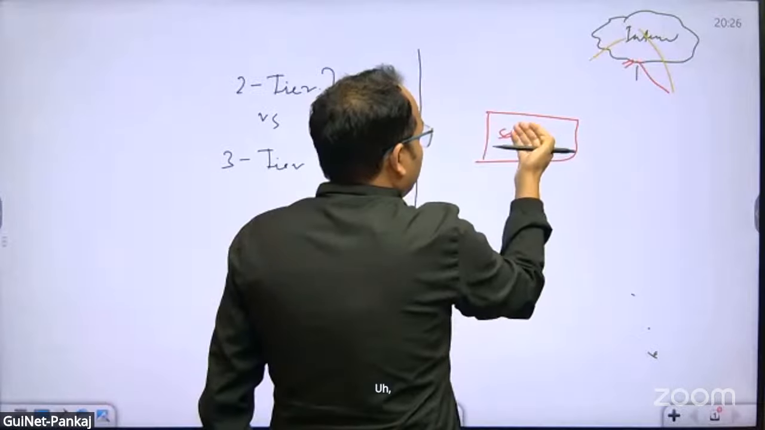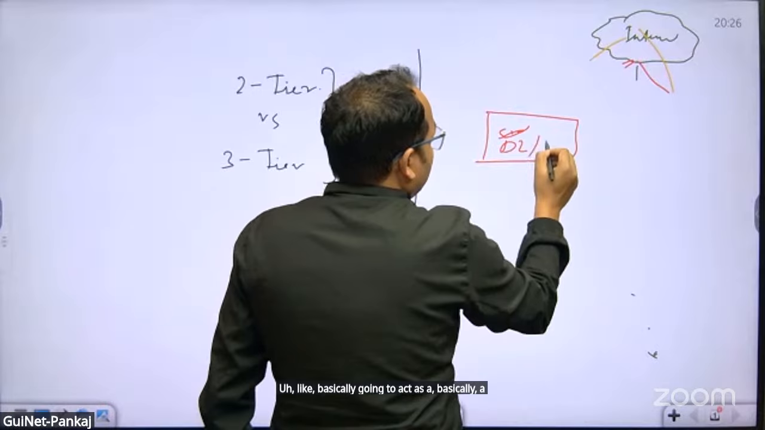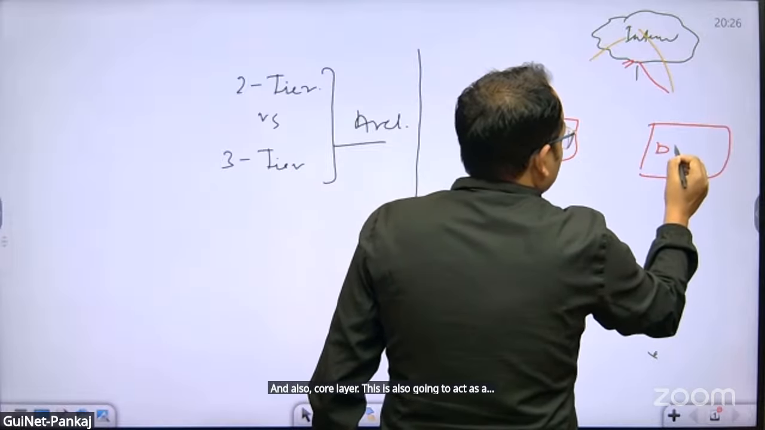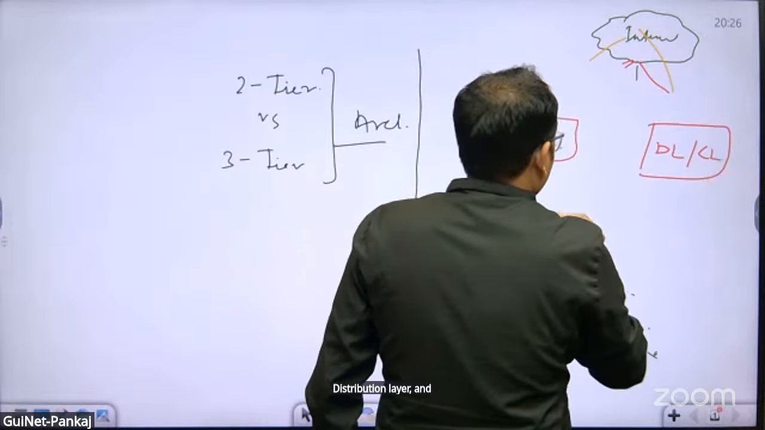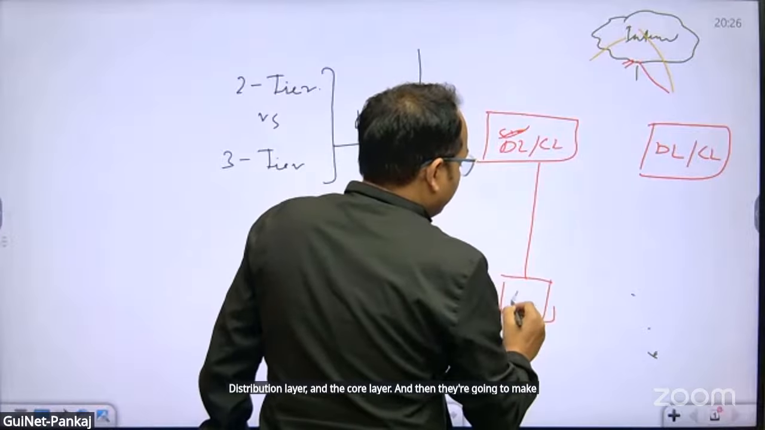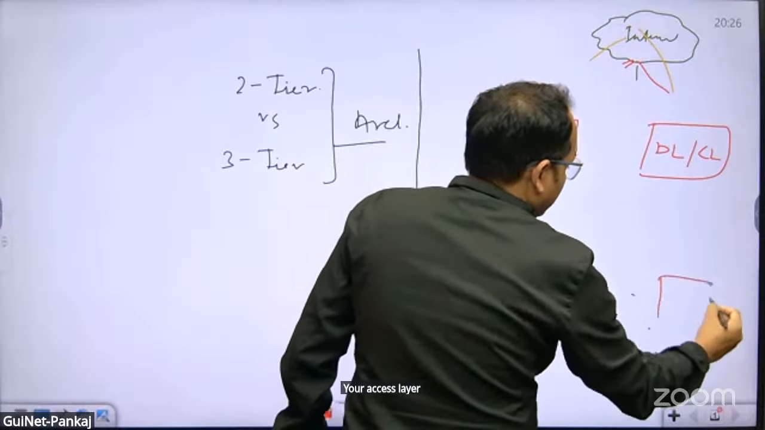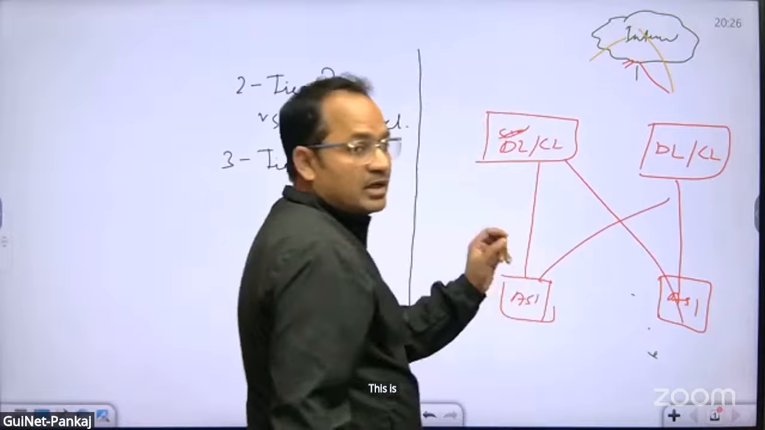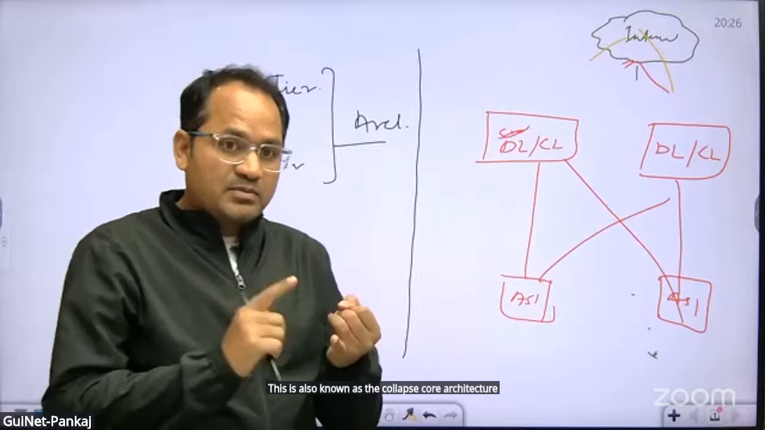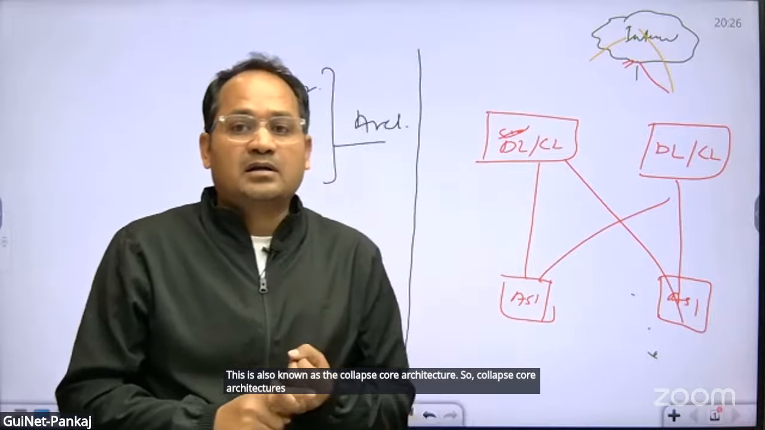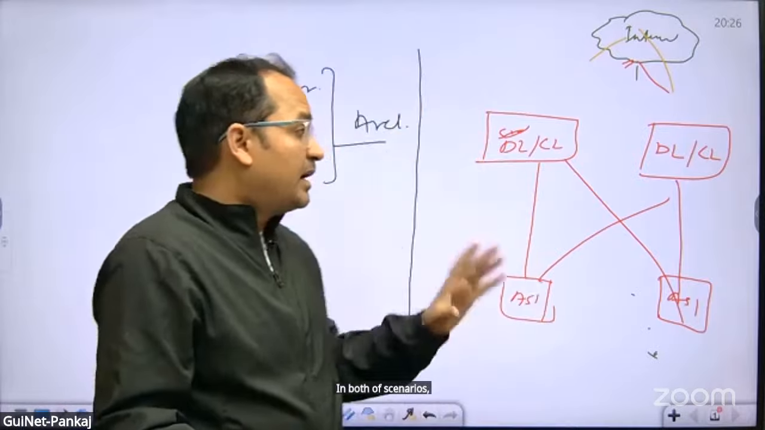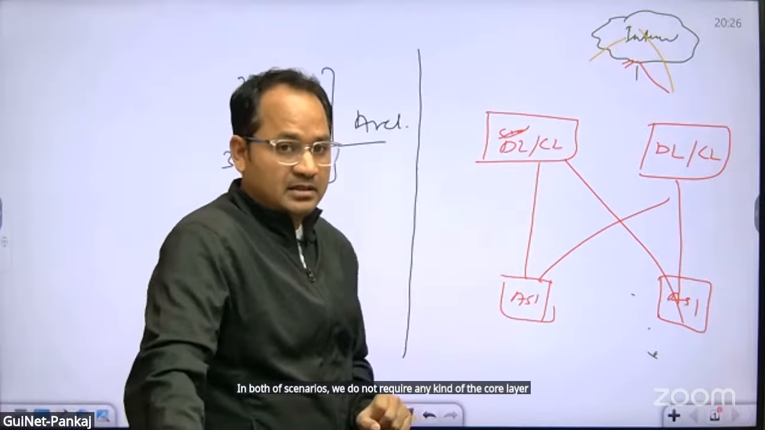This layer acts as both the distribution layer and the core layer, and then it makes the connectivity with your access layer. This is also known as the collapsed core architecture. So the collapsed core architecture and the two-tier architecture are the same. In both scenarios, we do not require a separate core layer in the design.